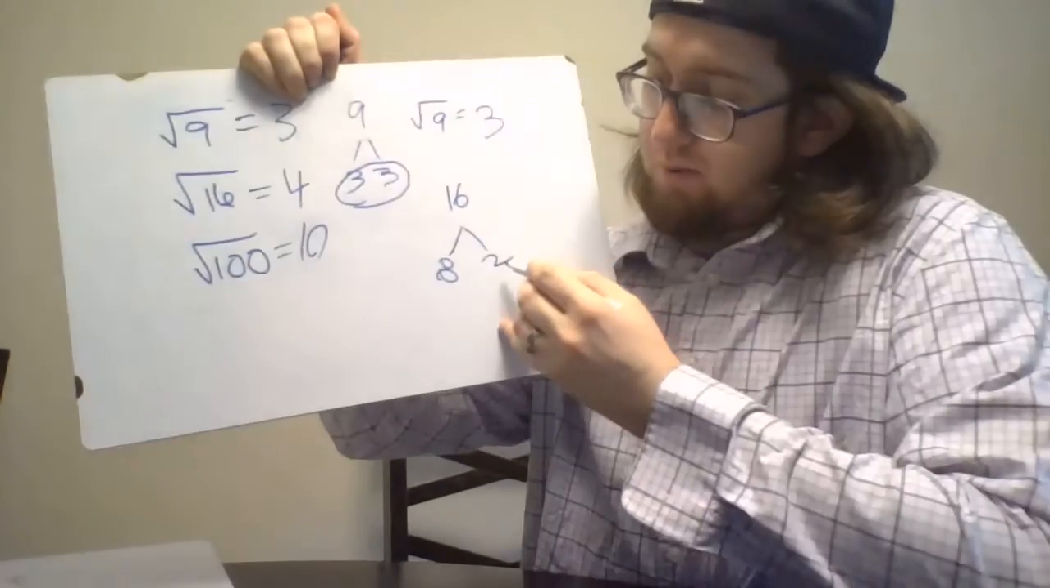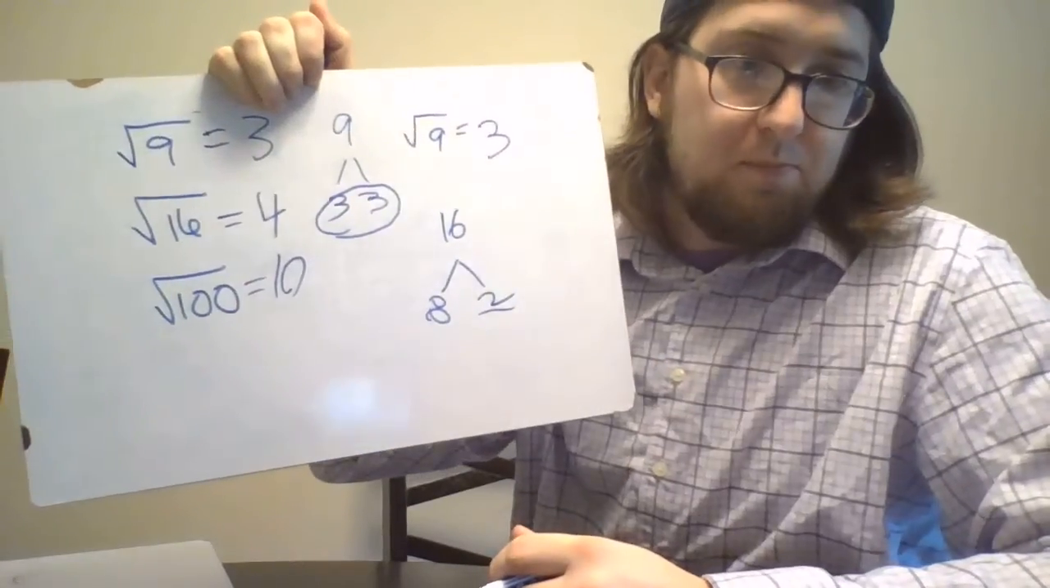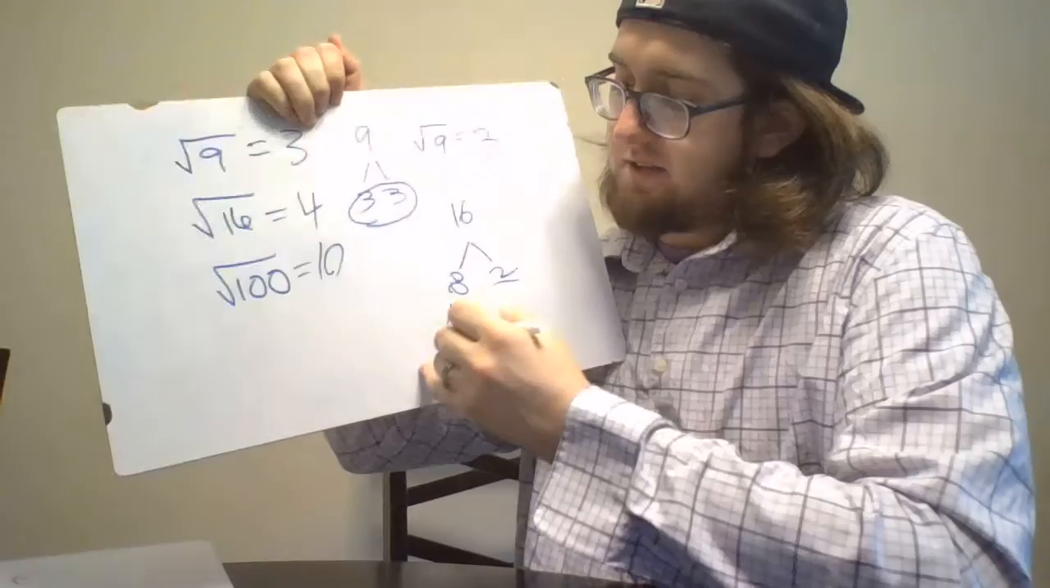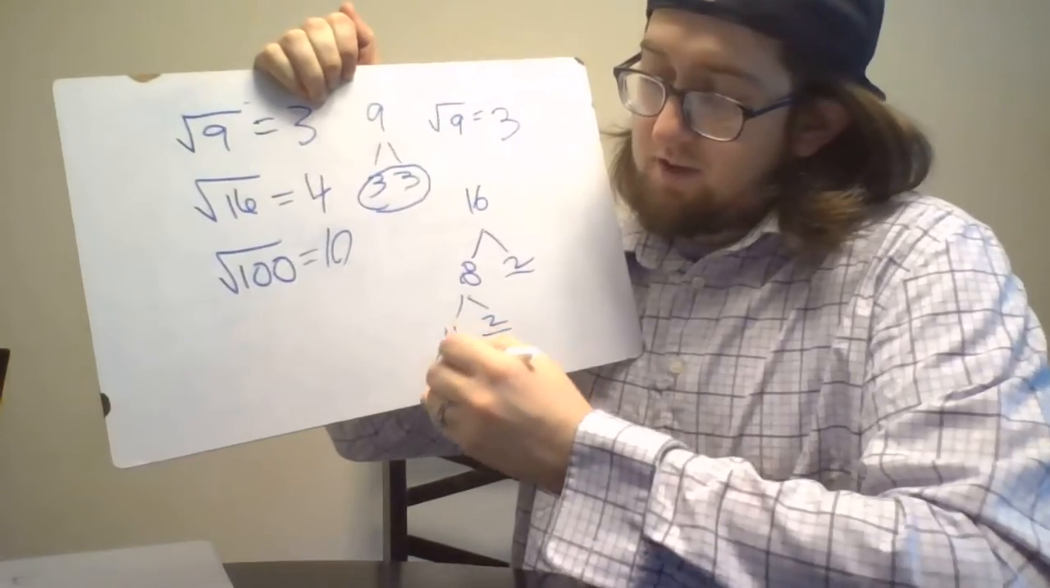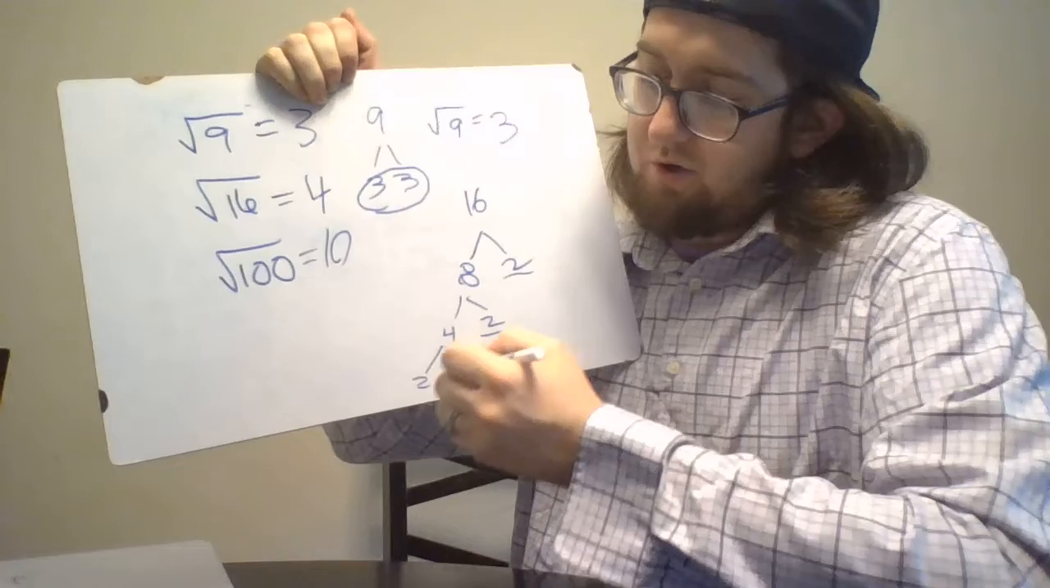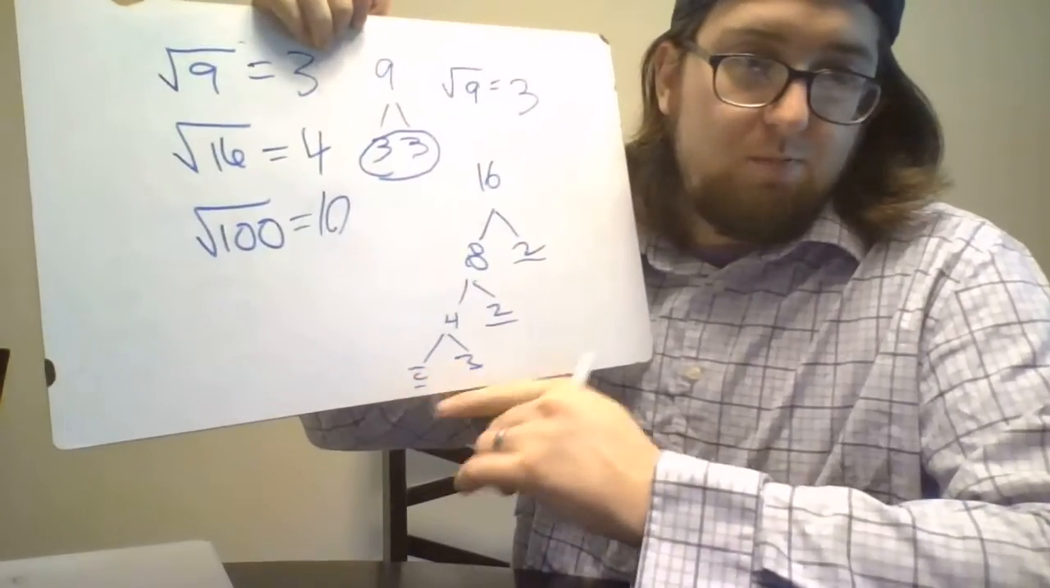2 is prime. I'm going to underline it because we got the prime. 8 is 4 times 2. Another prime, 2. But 4 can still be split up as 2 times 2. Prime, prime. So now we've got all primes.